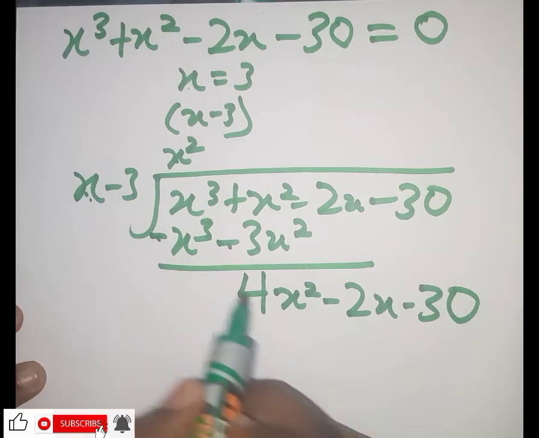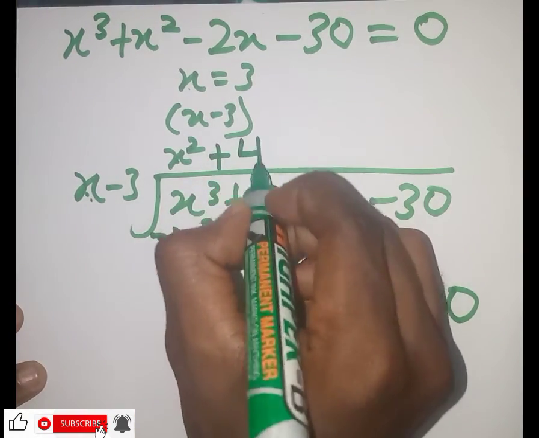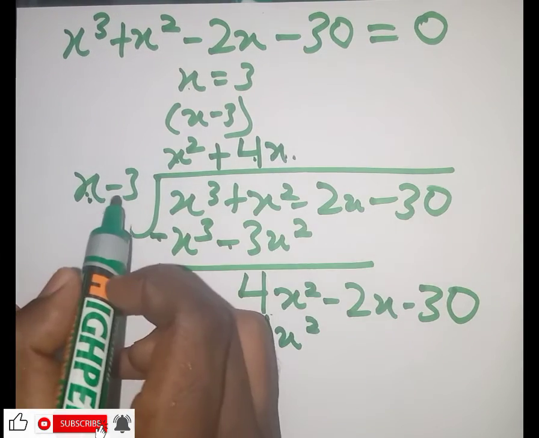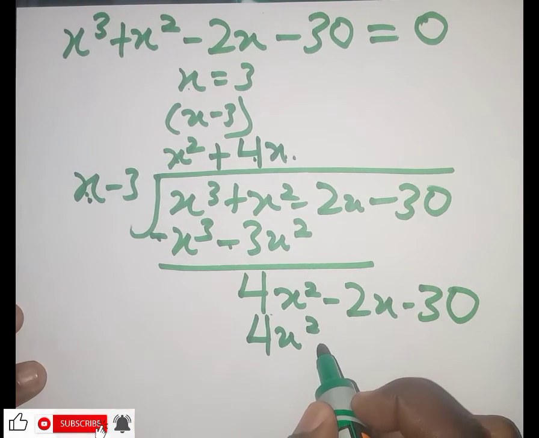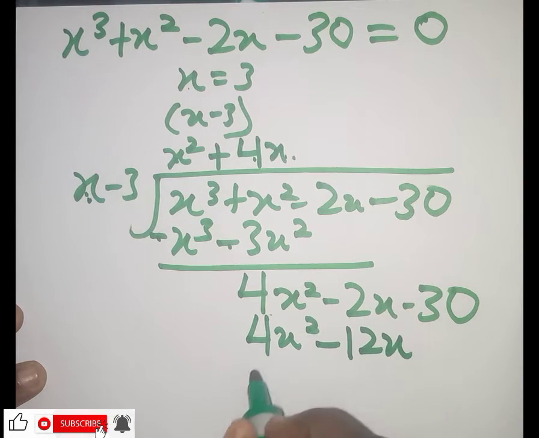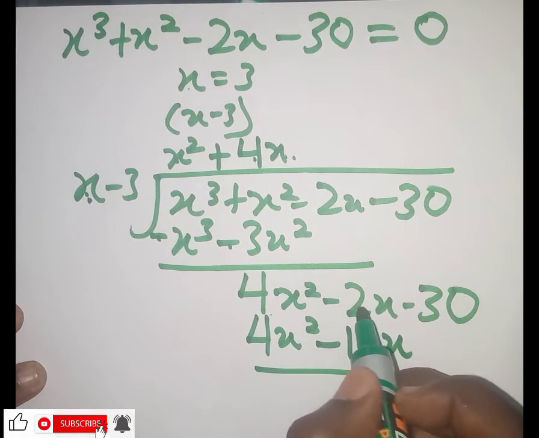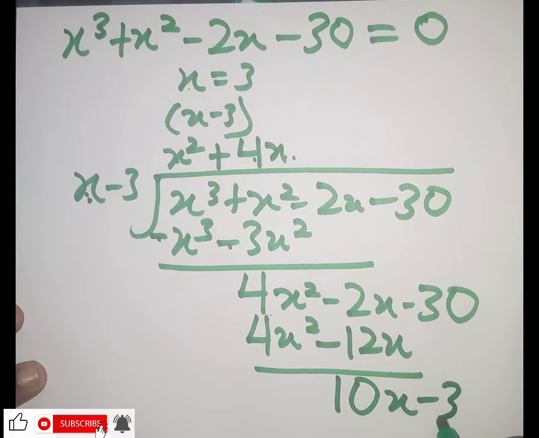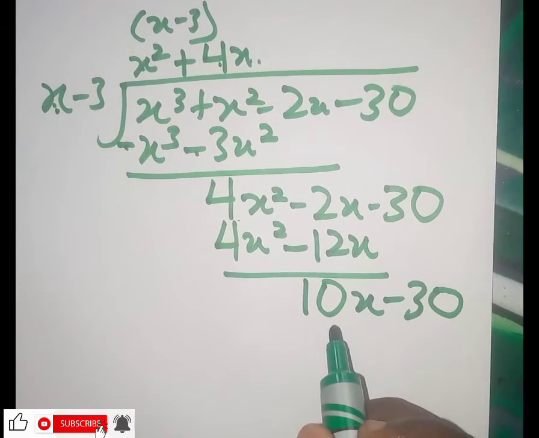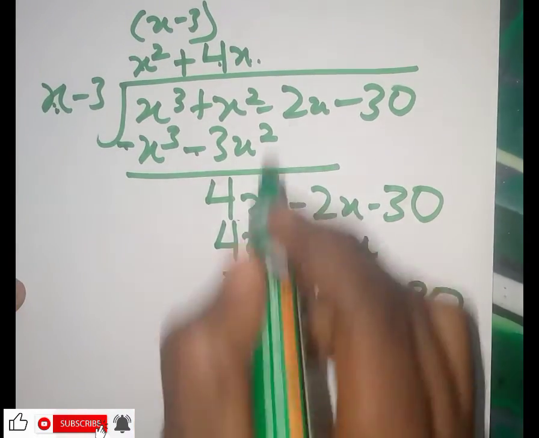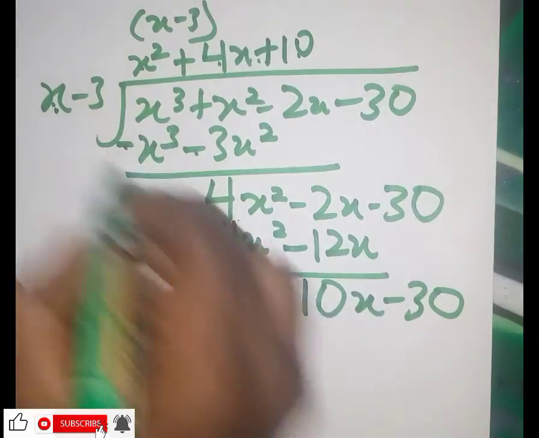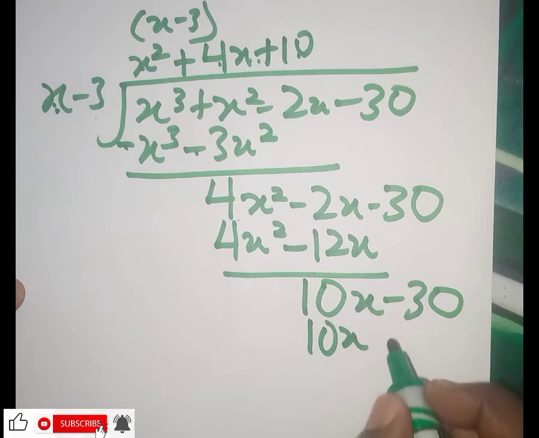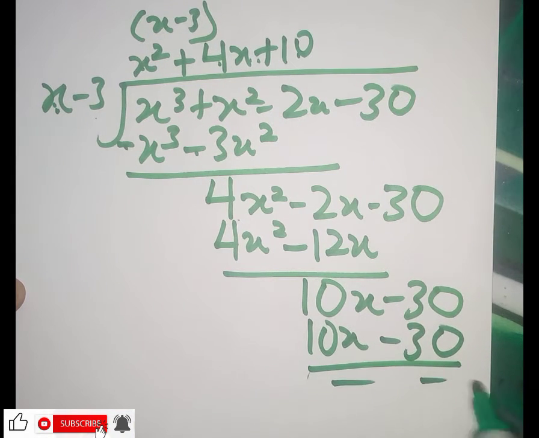Now s goes into that, it becomes plus 4s, right? 4s multiplied by s, we get 4s squared. 4s multiplied by minus 3 becomes minus 12s. So this goes to 0, and then we have minus 2s plus 12s here, and this gives us 10s minus 30. Now s goes into 10s, we are just left with plus 10. So 10 multiplied by s gives us 10s, and 10 multiplied by minus 3 gives us minus 30, and then everything goes to 0, right?